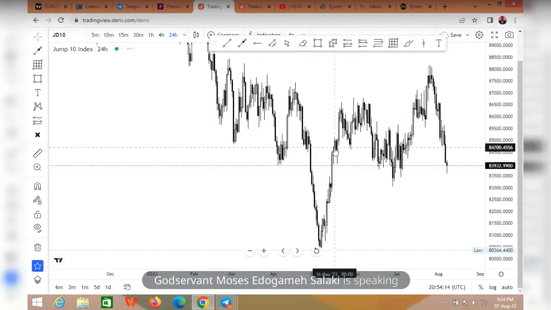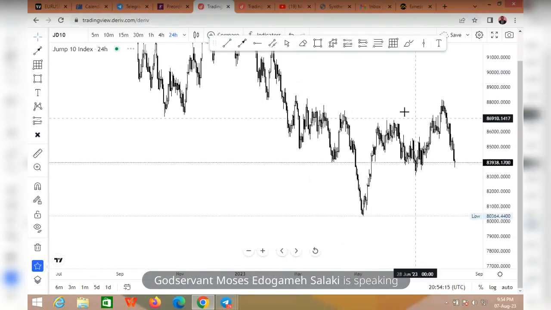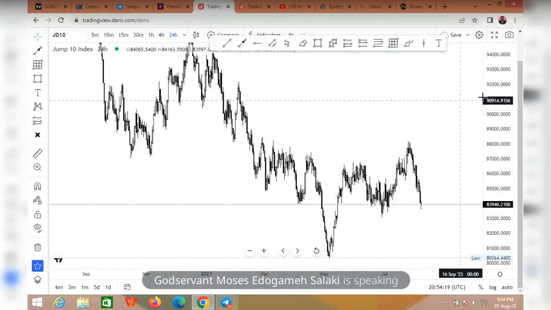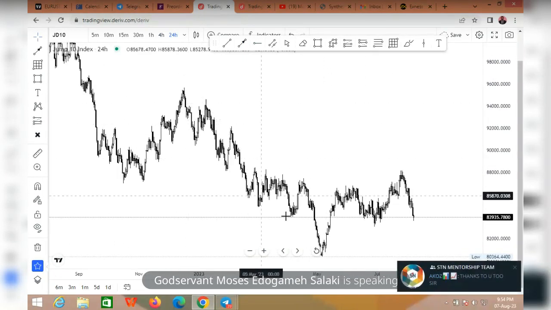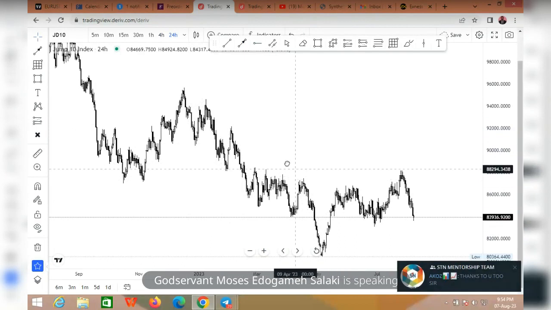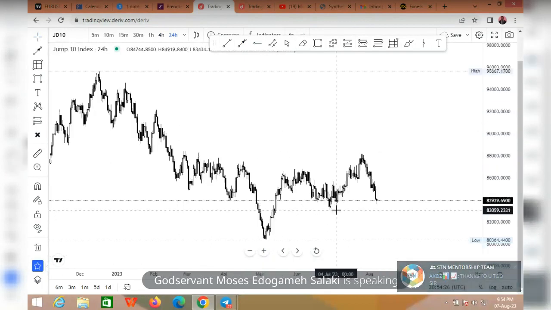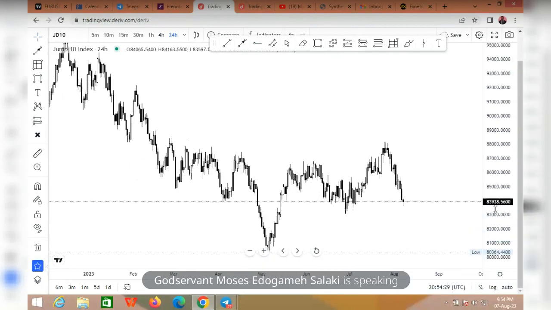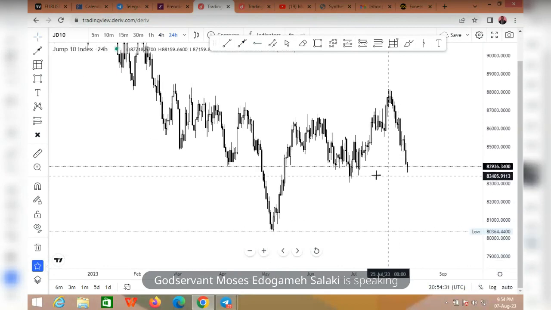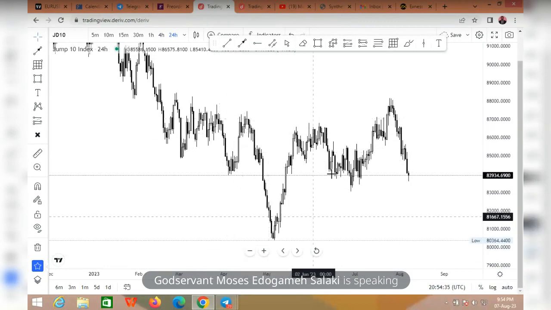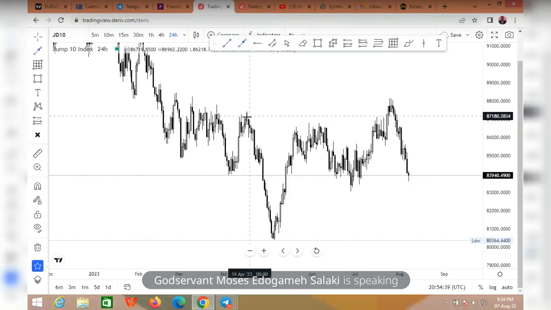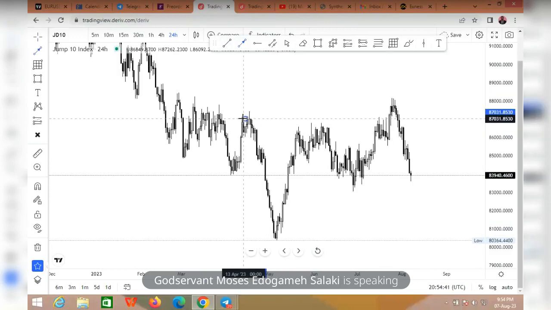All right, let's pull our screen together and see what Jump 10 has been doing. It's been super bearish. Price has really not given us any break to the upside. Price created this, came down, and price came. And I think now price gave us this.